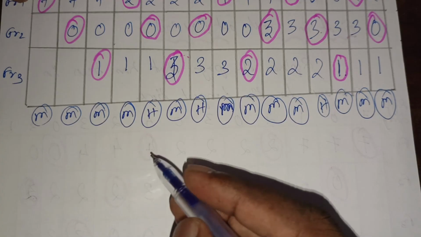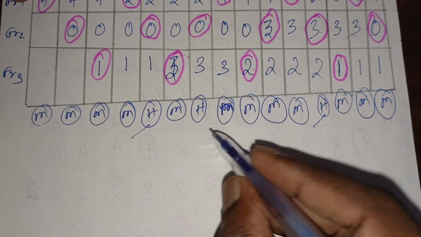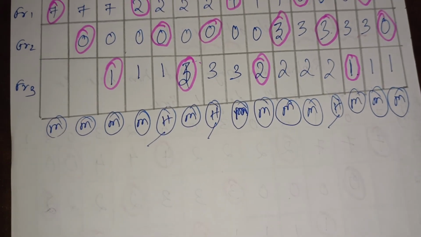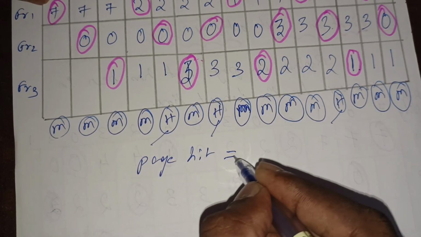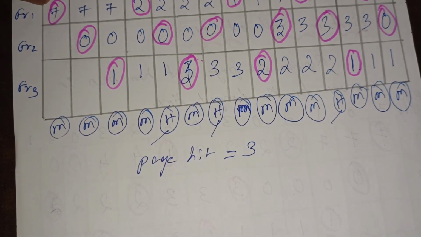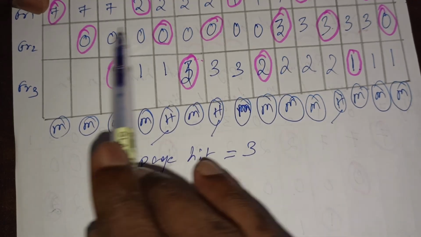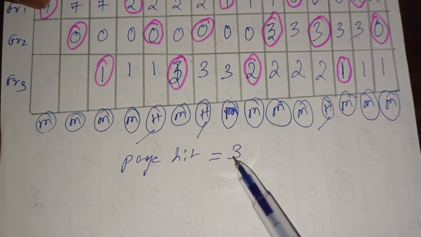So just calculate how many number of hits here. 1, again 2, one more hit here, again 3, right? So based on this, we are going to calculate page hit is equal to 3. How many page faults are there? So whichever is missing, definitely totally 15 strings are here. So 15 minus 3, you can find out how many number of strings are faults.